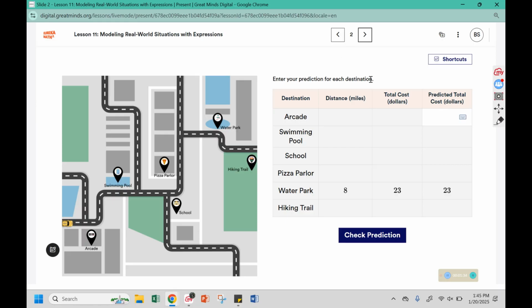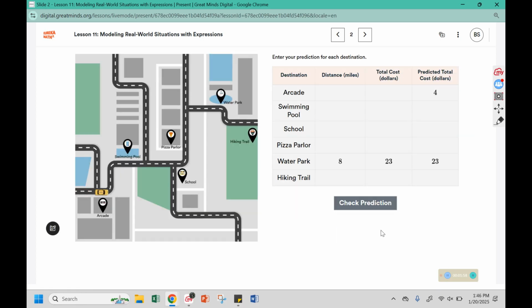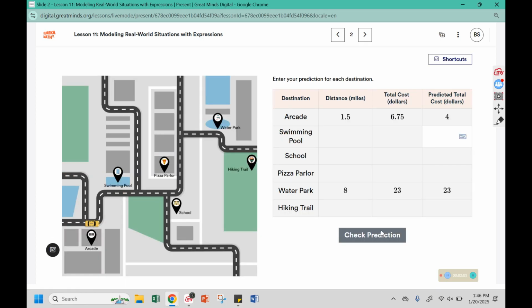Enter your prediction for each destination. So based on how far the taxi had to take me, the water park cost $23. The arcade is very close, so I think it's going to be a lot cheaper, like maybe $4. Then the swimming pool is a little bit further, so I'm thinking maybe $9.